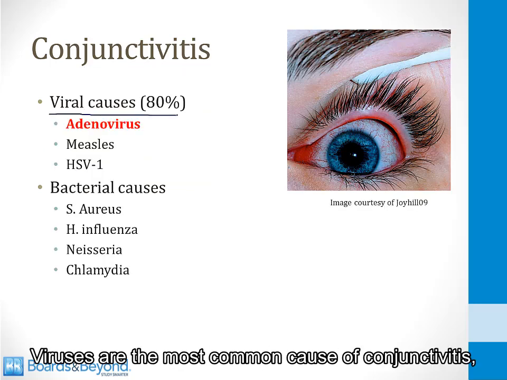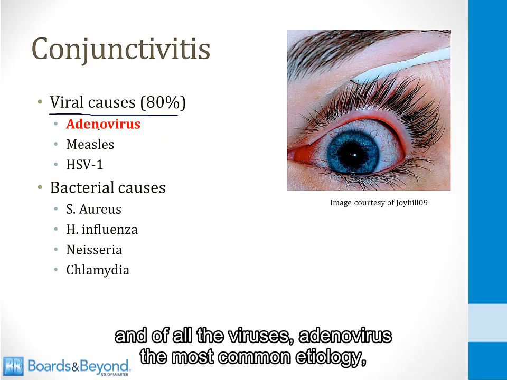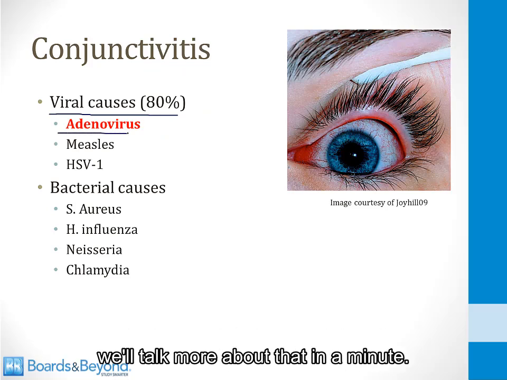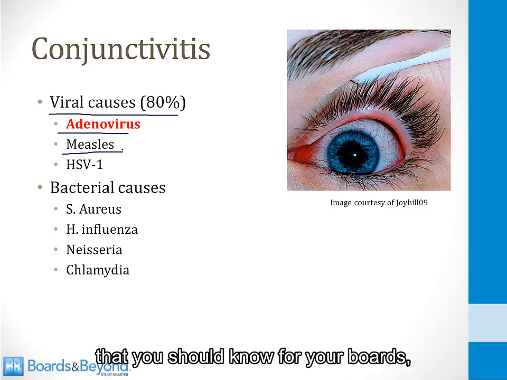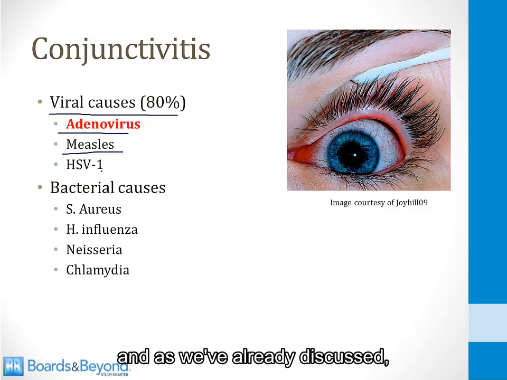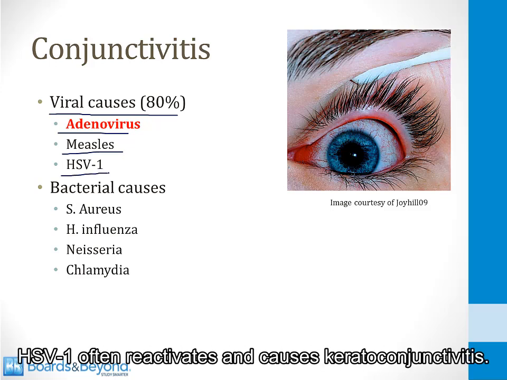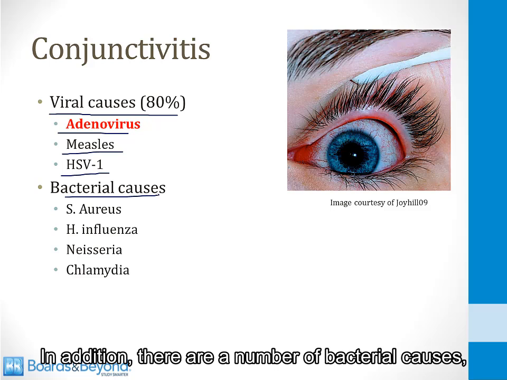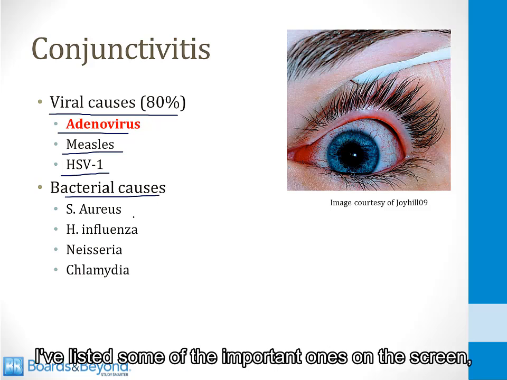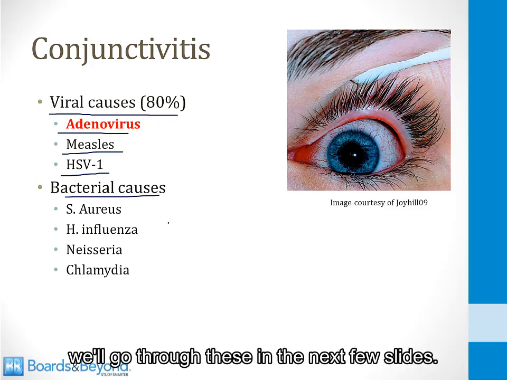Viruses are the most common cause of conjunctivitis, and of all the viruses, adenovirus is the most common etiology. We'll talk more about that in a minute. We'll also talk about measles, which is a special viral cause of conjunctivitis that you should know for your boards. And as we've already discussed, HSV-1 often reactivates and causes keratoconjunctivitis. In addition, there are a number of bacterial causes. I've listed some of the important ones on the screen. We'll go through these in the next few slides.